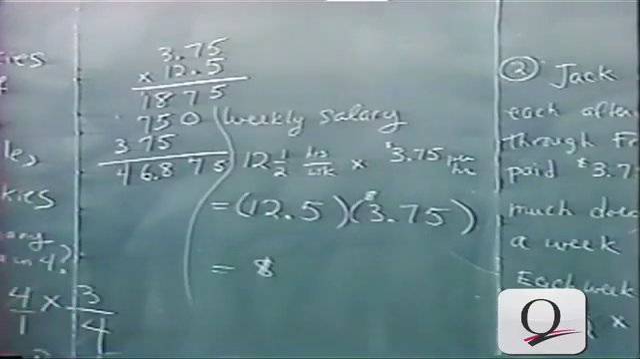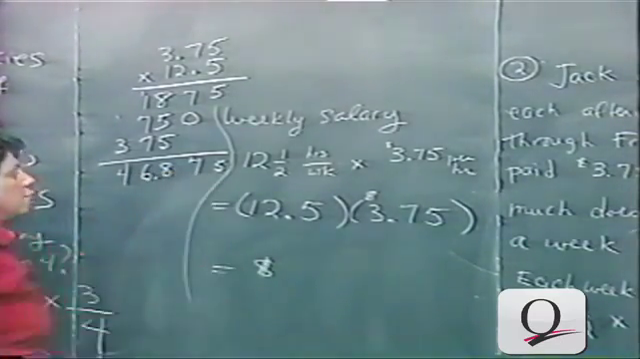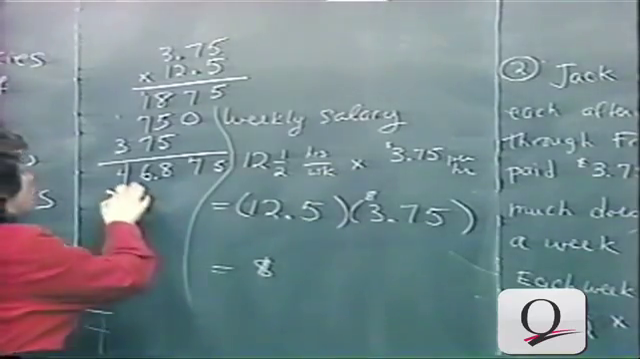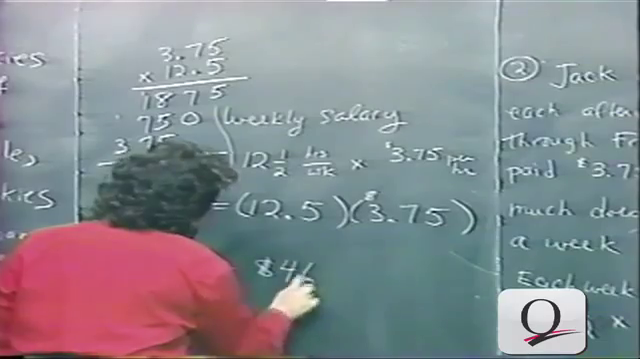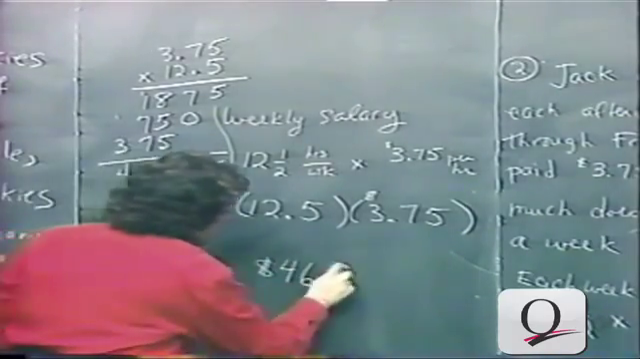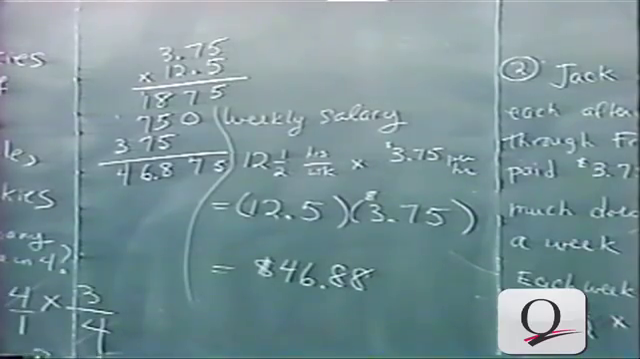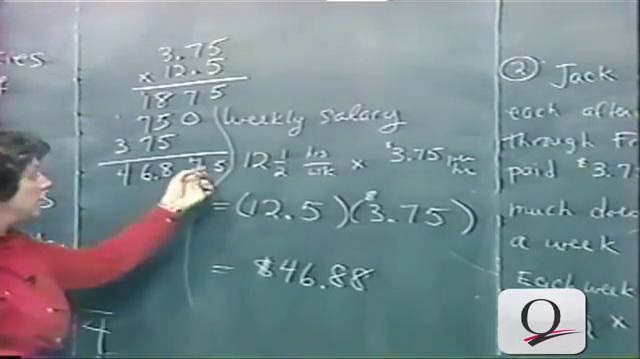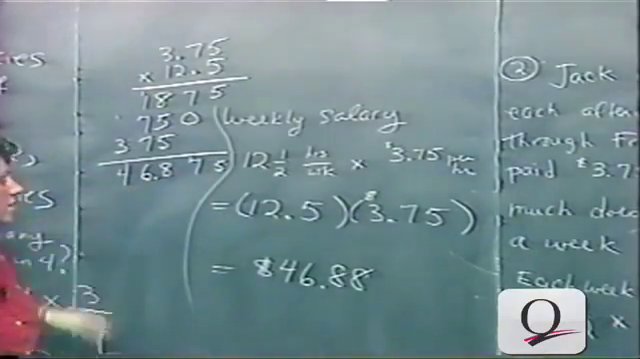So he makes $46.875, rounding it to the nearest penny, excuse me, $46.88 per week. 46.875, rounding it to the nearest cent. Okay, this is 5 or more, so we make it $46.88.